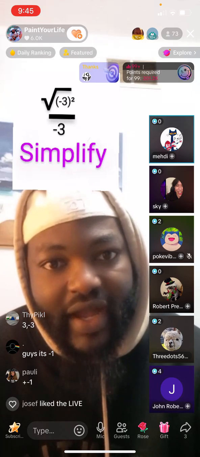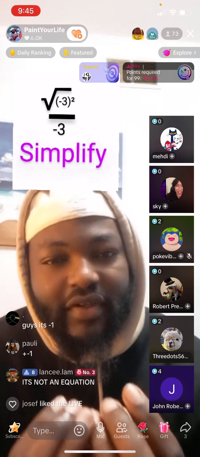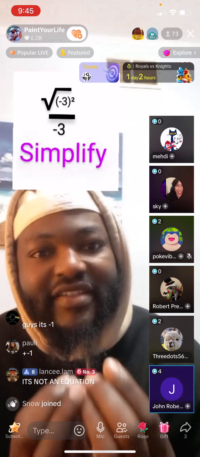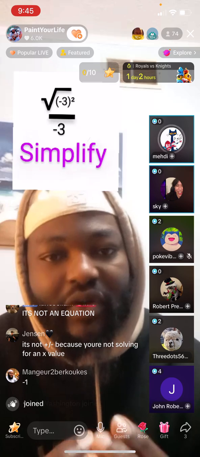I mean, the square. How can you? 9 is a positive number. Because if you take the square roots, minus. Hold on. Hold on.